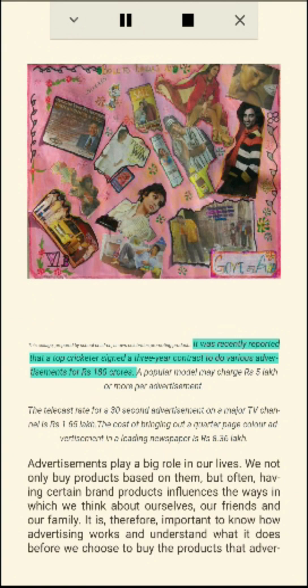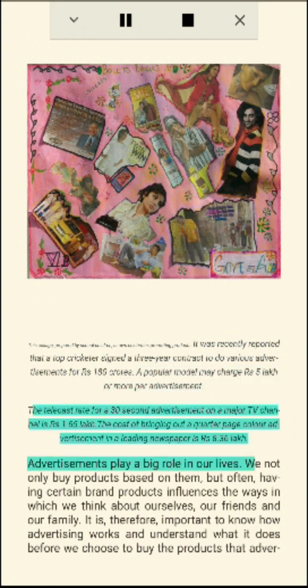It was recently reported that a top cricketer signed a 3-year contract to do various advertisements for 180 crore rupees. A popular model may charge 5 lakh rupees or more per advertisement. The telecast rate for a 30-second advertisement on a major TV channel is 1.65 lakh rupees. The cost of bringing out a quarter-page color advertisement in a leading newspaper is 8.36 lakh rupees.